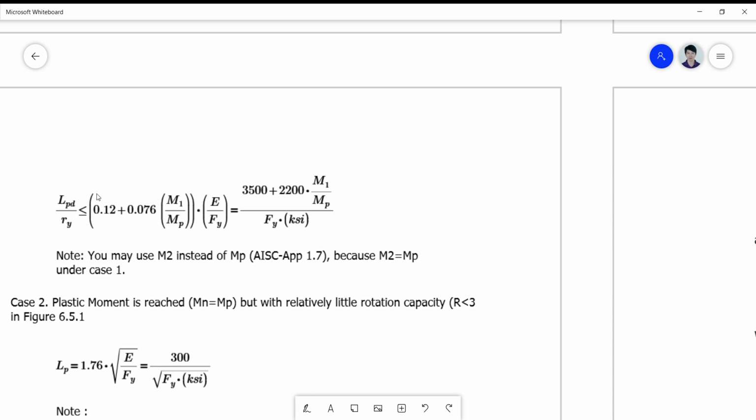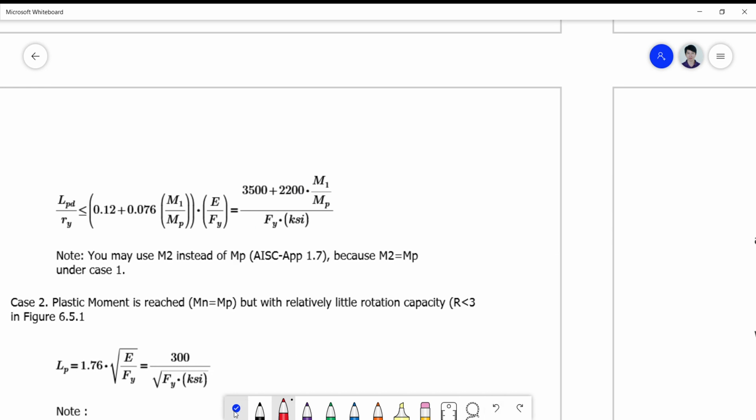Just take note that this term is within the parentheses, so we can simply distribute the value of E over Fy to yield this result. So you may use M2 instead of Mp according to AISC Appendix 1.7, because M2 is equal to Mp under case 1. M2 is the bigger moment, always greater than M1.